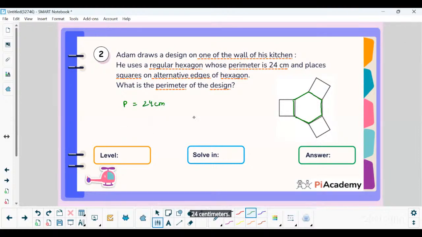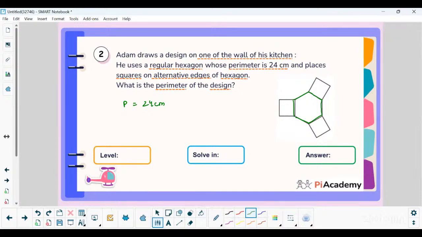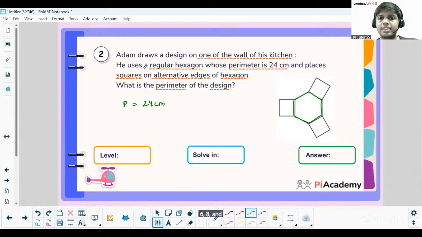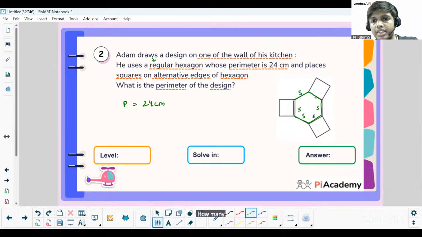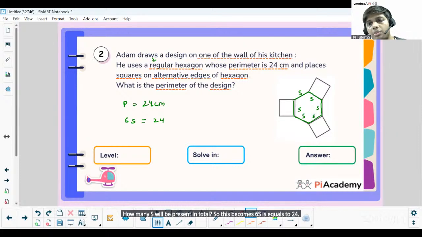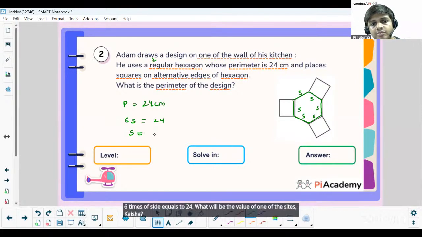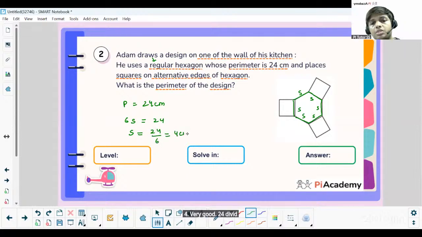Now, Kaisha, can you tell me how many sides are present in a hexagon? There's 6 sides in a hexagon. And if it is a regular hexagon, it means we are talking about same sides. So if I write it down as S, how many S will be present in total? 6. So this becomes 6S equals 24. 6 times side equals 24. What will be the value of one of the sides, Kaisha? 4. Very good. 24 divided by 6, which is equal to 4 centimeter.